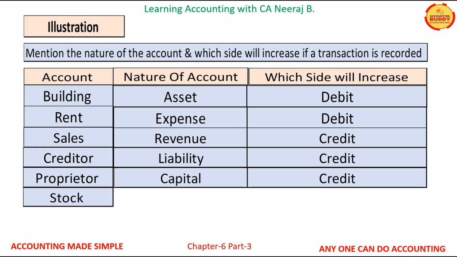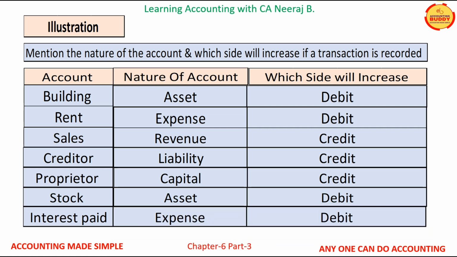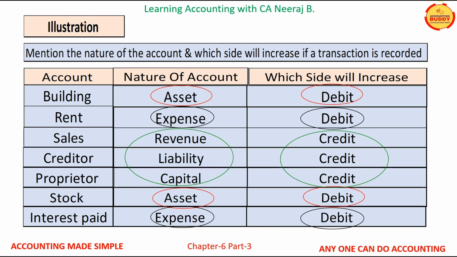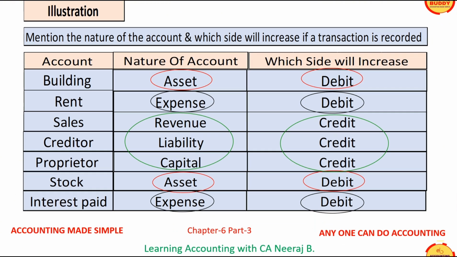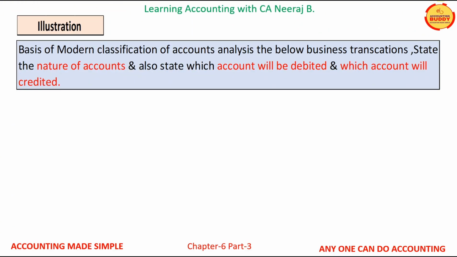Sixth account is stock. Stock is an asset account and assets are debited when they increase. Seventh account is interest paid. Interest paid is an expense account. Expense accounts are debited when they increase. Therefore, asset and expense accounts are debited when they increase, while revenue, liability and capital accounts are credited when they increase. Let us further practice debit and credit rules with another example.